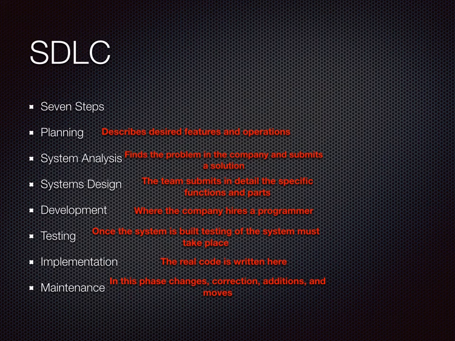Next step, testing. Once a system is built, testing of the system must take place. Then comes implementation. The real code is written here. Then, ongoing maintenance. In this phase, changes, corrections, additions, and moves happen.